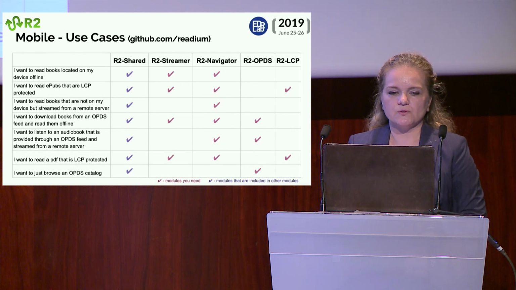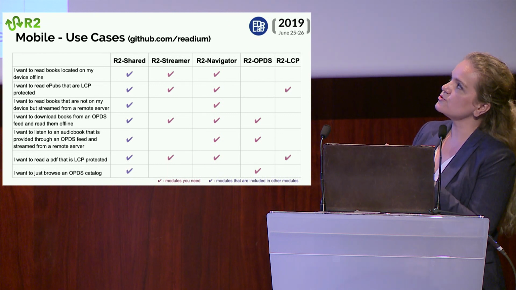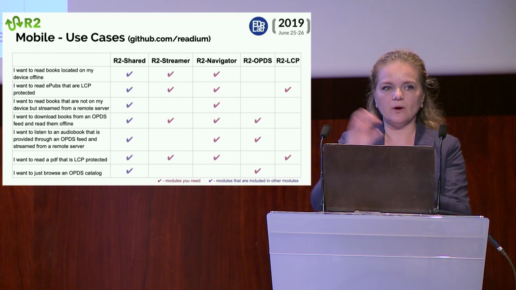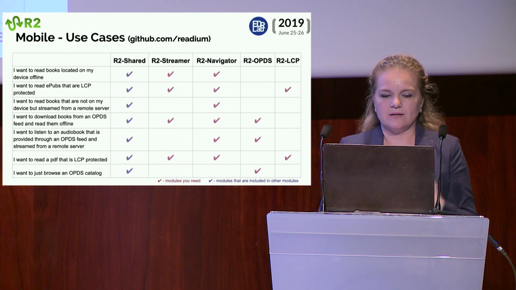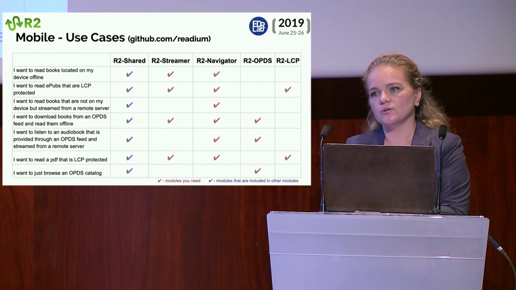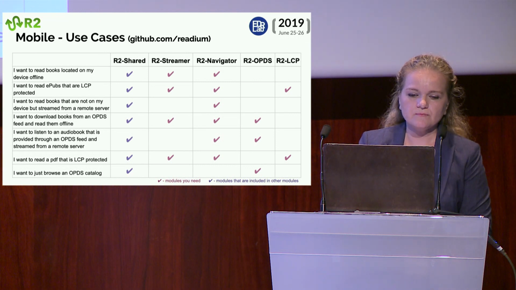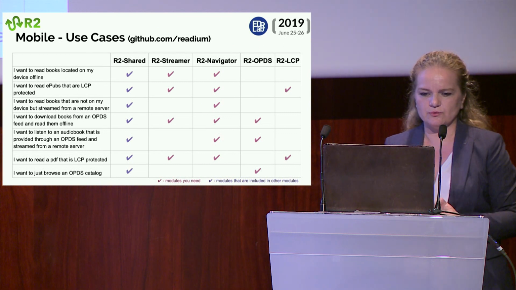Another example, the next one: I want to read EPUBs that are LCP protected. So I need all the modules that I needed in the first example, plus R2 LCP. So you can see, you can puzzle them together. You don't have to fork and clone the entire projects and try to mimic what we have done with the test app. You can just pick the modules that you need for your own implementation. And I'm going to read the third one, and the rest you get the idea.